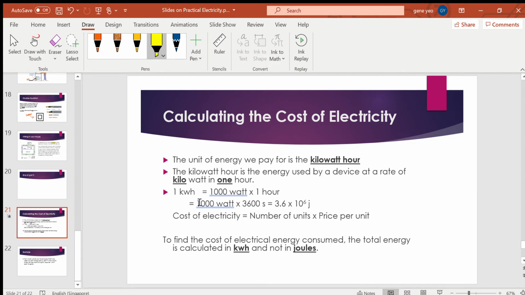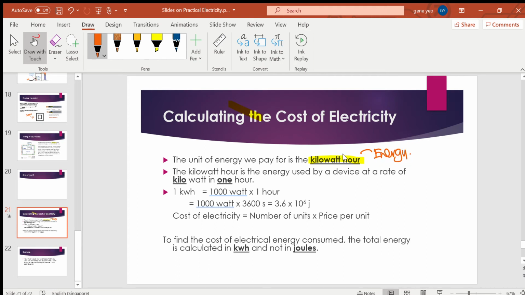Alright, so in Singapore, this is how we calculate electricity. It is by kilowatt hour. Kilowatt hour is a form of energy. So they charge us by how much energy we consume.